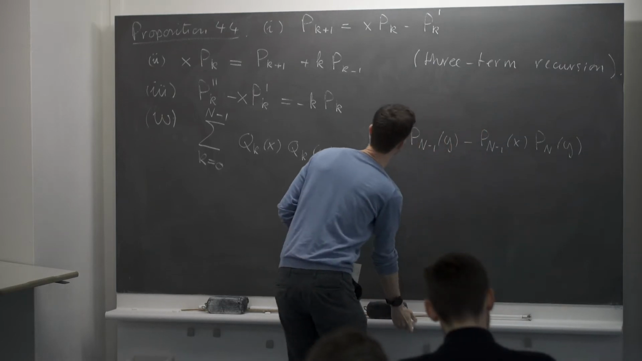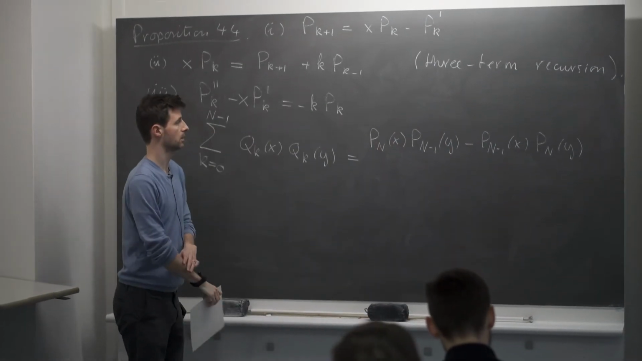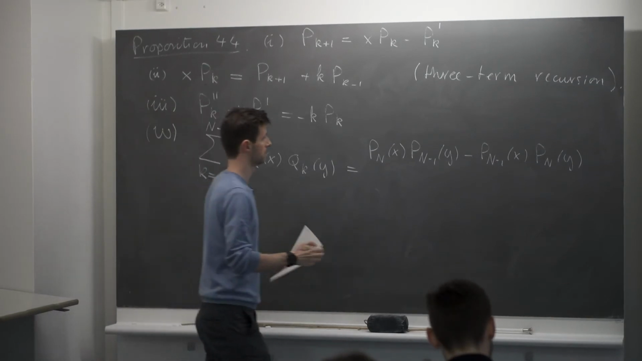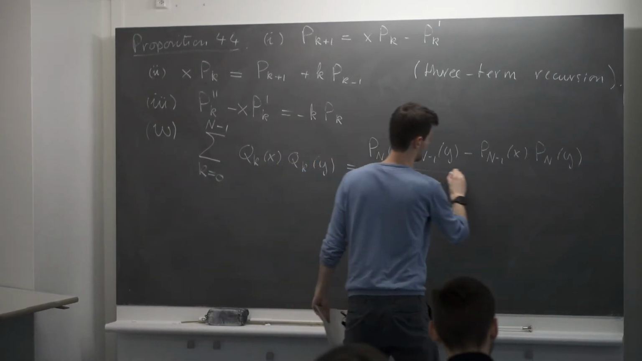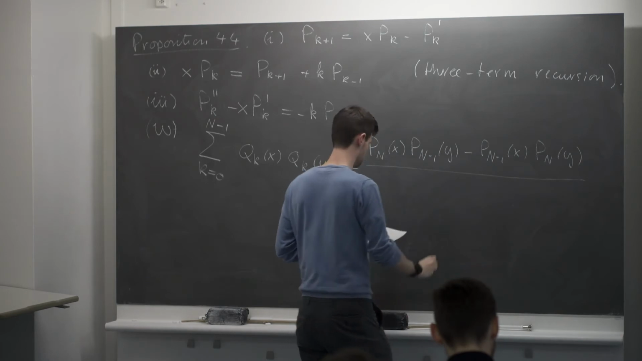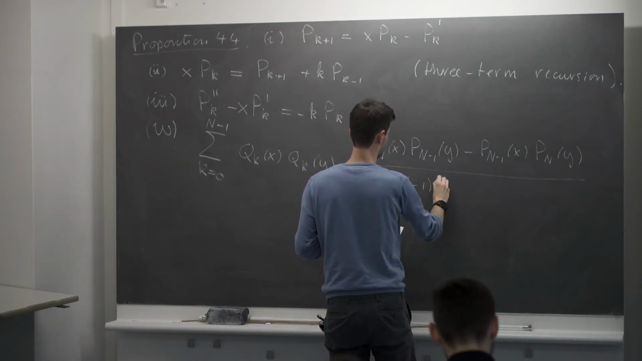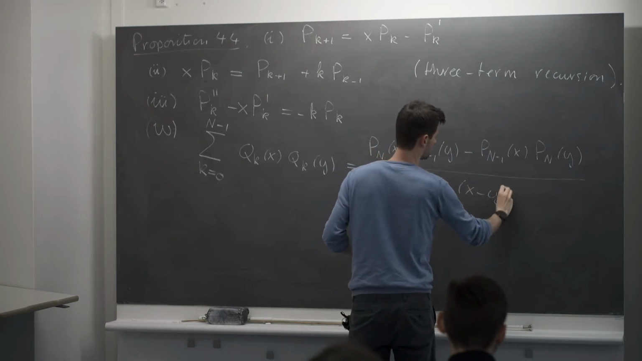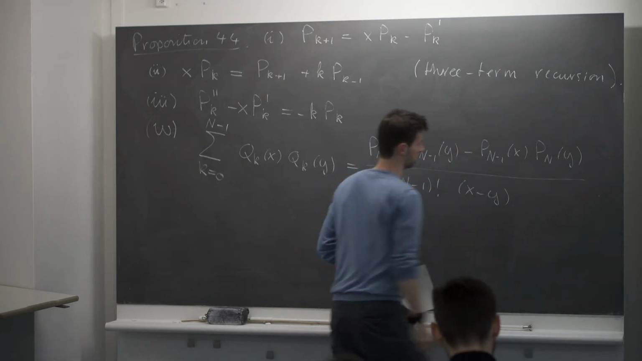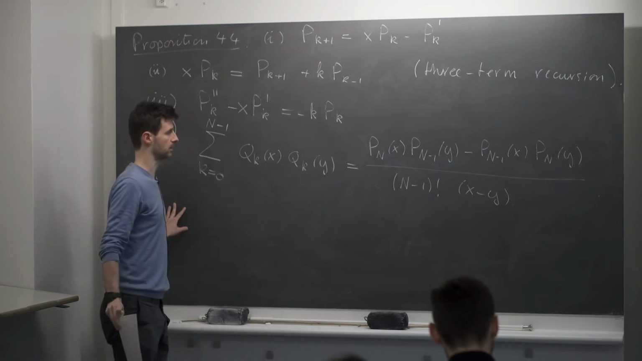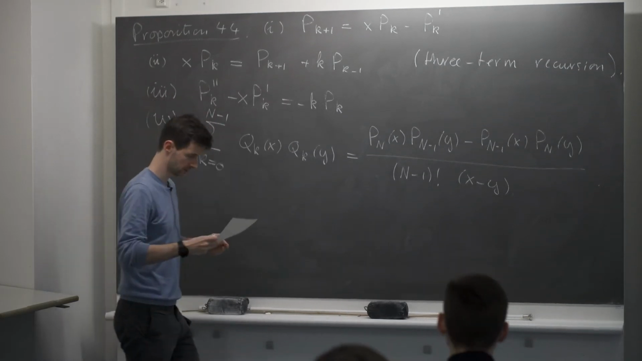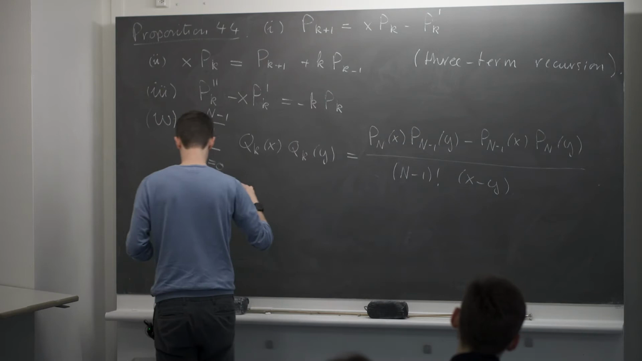Okay, so you take Pn of x and Pn minus 1 of y, and then you take minus the one where you swap x and y, and then you divide it by essentially x minus y. In fact, if you want to get the right normalization, you have to have a 1 over n minus 1 factorial. And so this, as I said, is a famous formula.